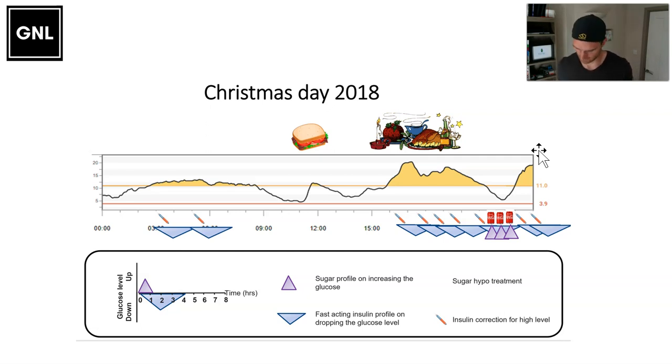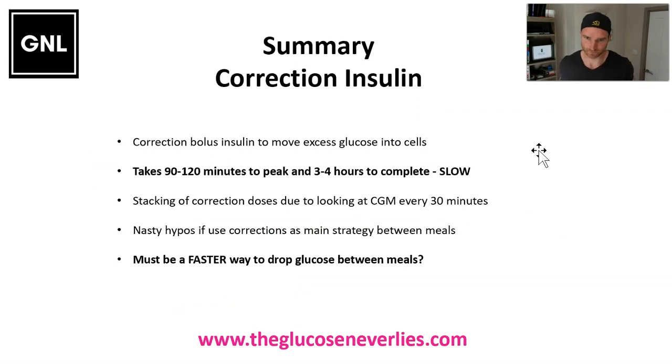So in summary, correction insulin brings excess glucose back into the cells, but it does take 90 to 120 minutes to peak and 3 to 4 hours to complete. It's actually quite slow. It can lead to the stacking of insulin because you're looking at the CGM every 30 minutes, just like my Christmas Day 2018. And then that can lead to stacking and nasty hypos. So as you're probably thinking, there must be a faster way to drop the glucose level between meals that doesn't leave a nasty hangover. And that's why we're going to move next to activity and exercise.